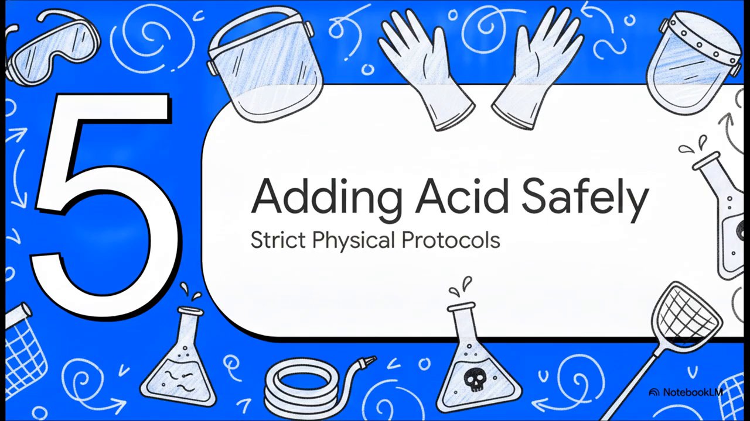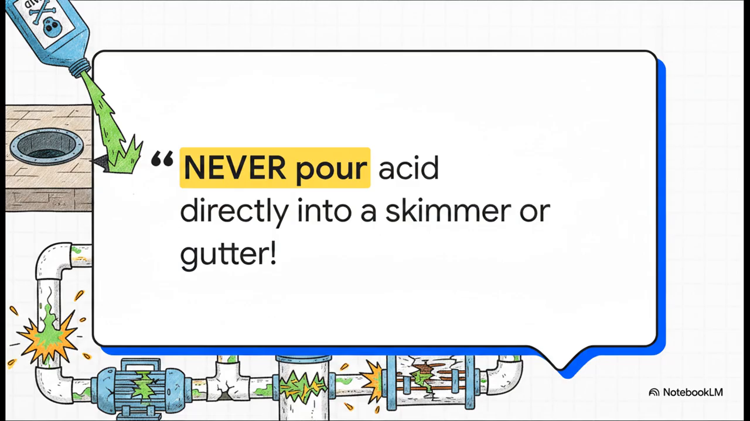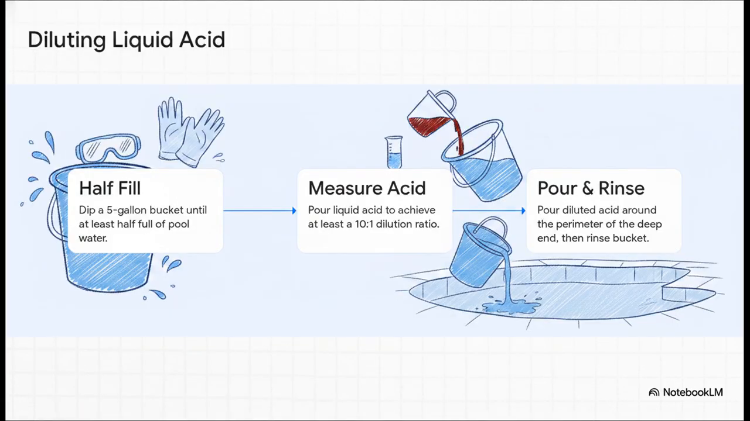Listen up, because this is the absolute most critical part of this entire explainer. I need to be crystal clear on this one. Never, ever pour acid straight into a skimmer. If you ignore this rule, you're asking for thousands of dollars in damage. Sending a massive, undiluted slug of pure acid down your pipes will instantly start destroying your pump, your filter, your heater. It literally eats the guts of your pool system in seconds. Just don't do it. Because acid is way heavier than water, it sinks like a rock.